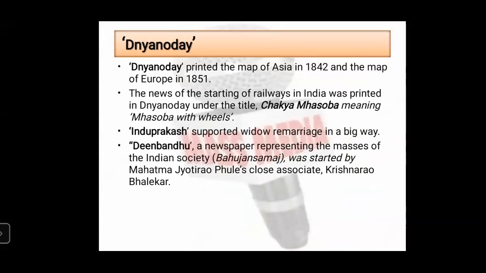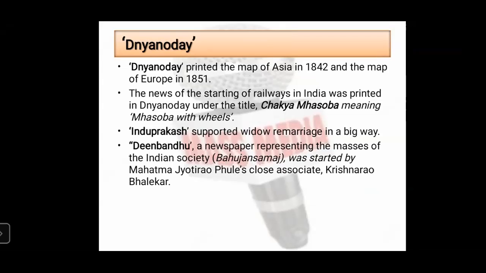Then next we completed Dhyanodaya. Dhyanodaya, again, was another newspaper, and it was the first newspaper to print the map of Asia and Europe. The map of Asia was printed in 1842, and the map of Europe was printed in 1851. So it was really a work of honor to print the map for the first time in that newspaper.